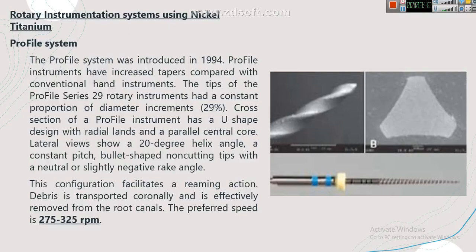The preferred speed is 275 to 325 rounds per minute. Usually when you buy any sort of file, you can find the information about the torque and the rounds per minute. Most of them would be around 250 to 300 rounds per minute, but this type also mentions 275 to 325 rounds per minute.